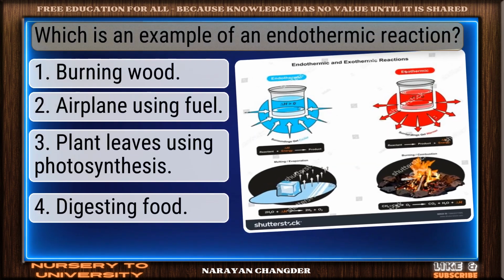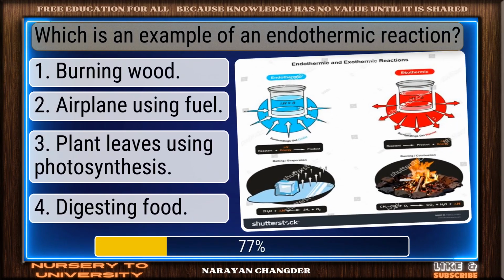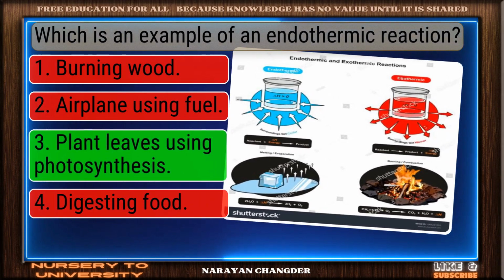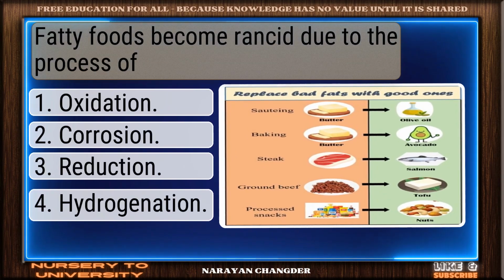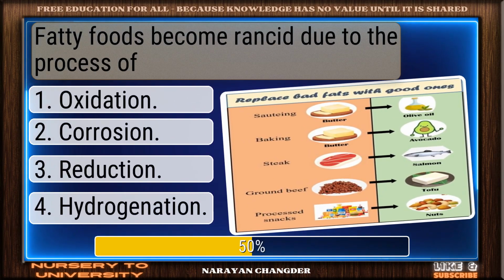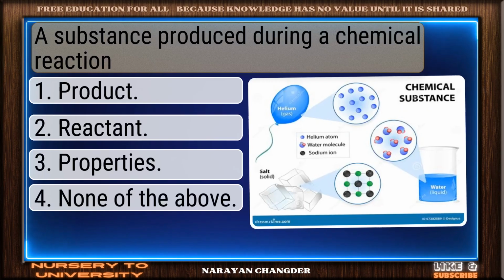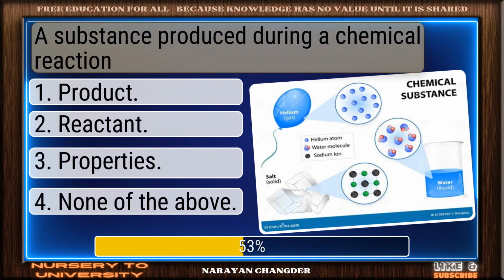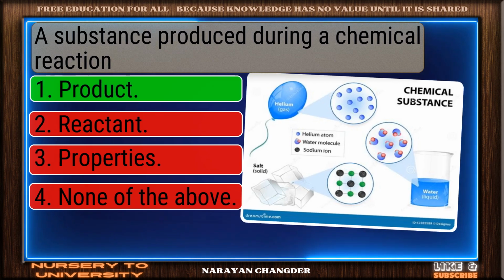Which is an example of an endothermic reaction? Nicely done. Plant leaves using photosynthesis is solid. Fatty foods become rancid due to the process of... Valid point. Oxidation is true. A substance produced during a chemical reaction. Right choice. Product is best.